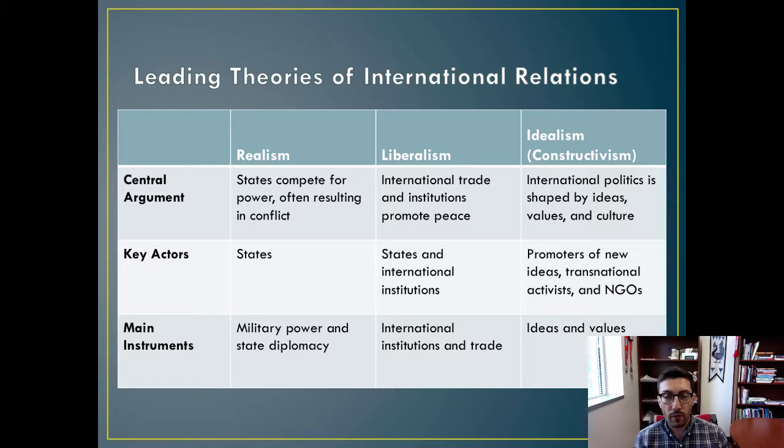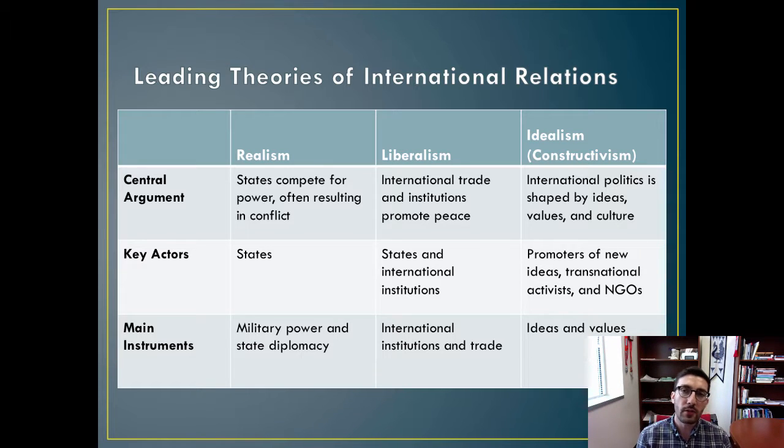A different school of thought, which we're also going to spend some time on, is liberalism. And the central argument of liberalism is that through things like international trade and institutions like the United Nations, the World Bank, and others, these things promote peace.